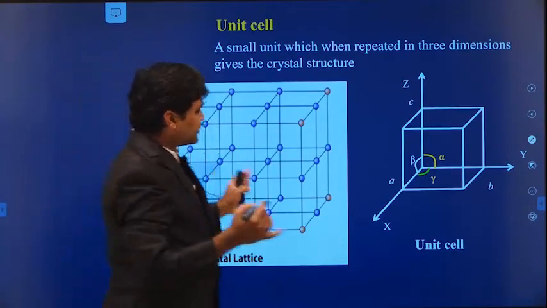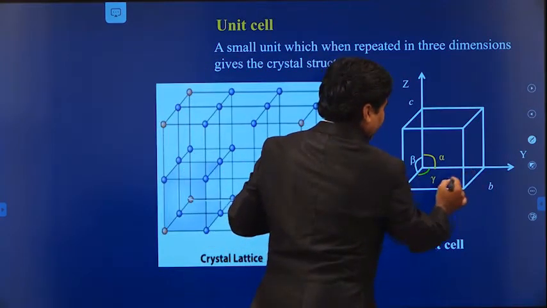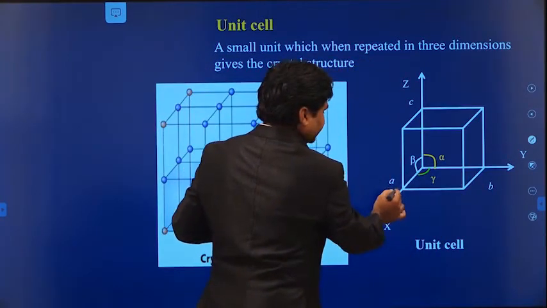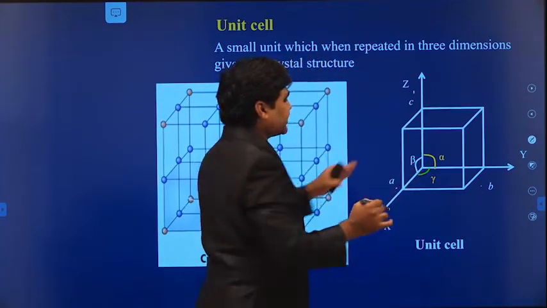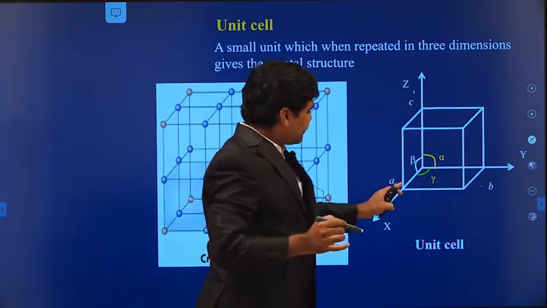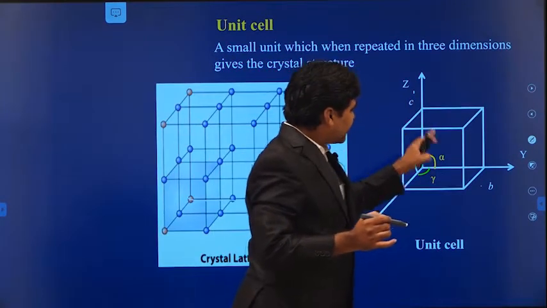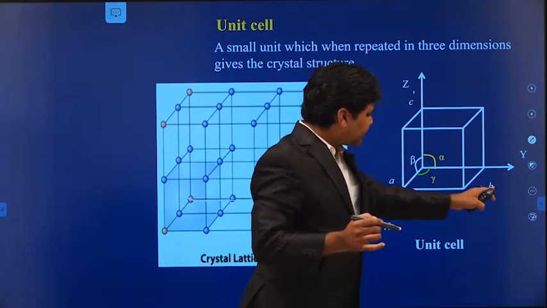So this unit cell contains three edges. Okay. So here we have along the x direction A, along the y direction it can be B, and along the z direction it can be C also. So these may or may not be equal. This A, B, C may be equal or may not be equal.